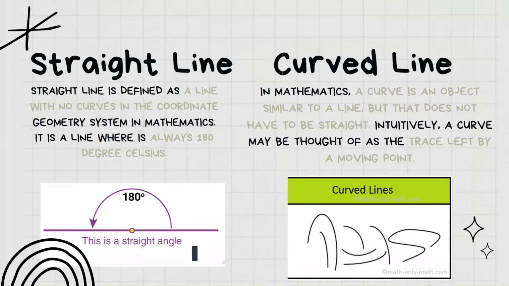A curved line. In mathematics, a curve is an object similar to a line, but that does not have to be straight. Intuitively, a curve may be thought of as the trace left by a moving point, as the examples have been shown left and right below.